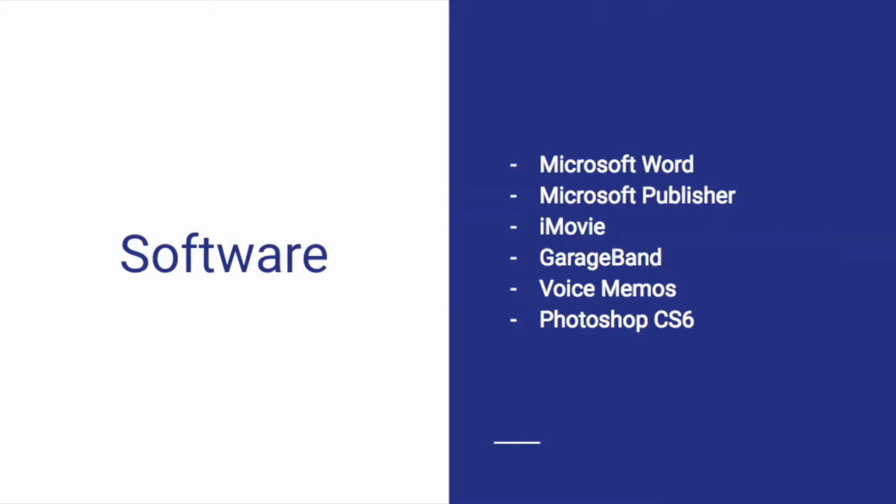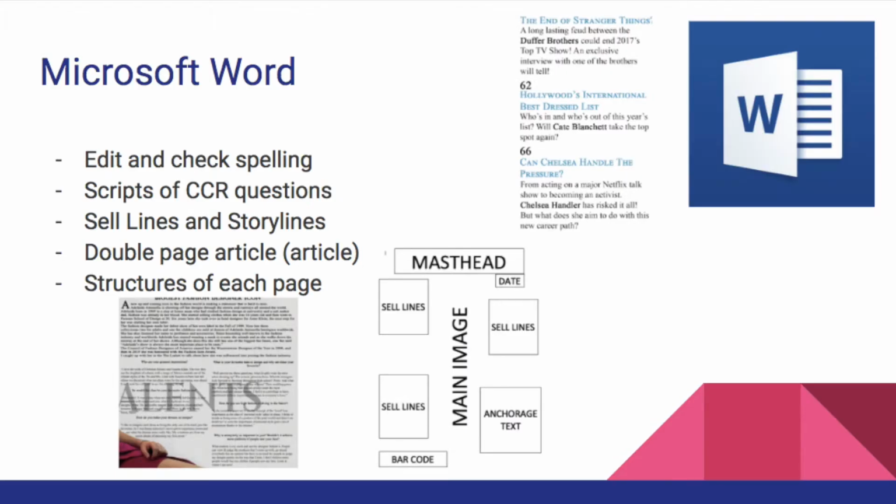The software that I incorporated into my project are Microsoft Word, Microsoft Publisher, iMovie, GarageBand, Voice Memos, and Photoshop CS6. I used Microsoft Word so that I could easily edit and check spellings on large passages of text. I used it to write scripts of all of my CCR questions and to write my double-page article. For my front cover and contents page, I used Word to draft the cover lines and storylines and check the spellings. The final way I used Word was to create the structure plans, except the one I used for the article, for the pages. This allowed me to easily edit the size of the boxes.